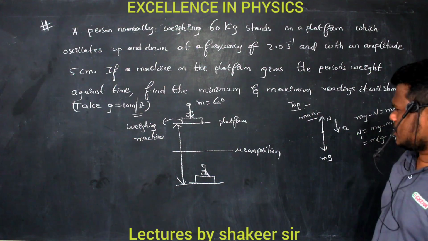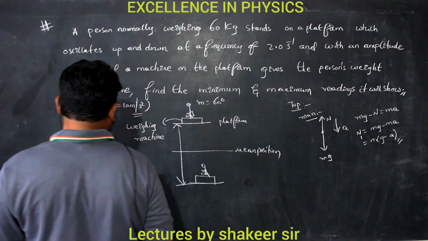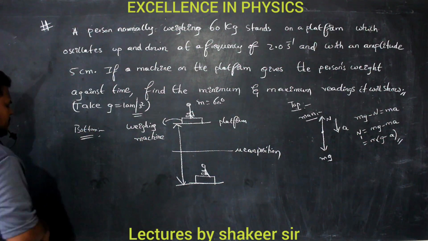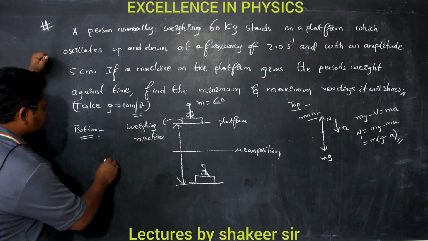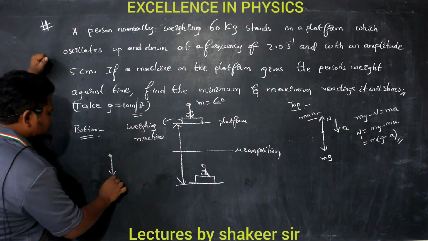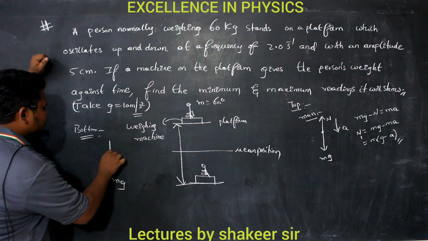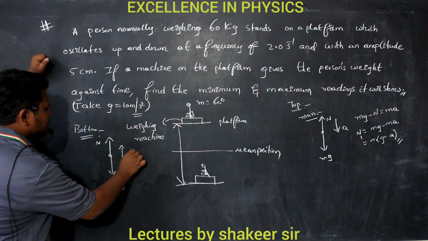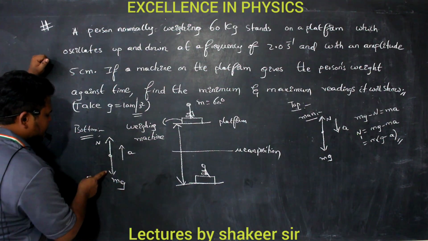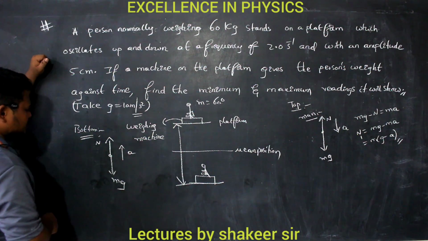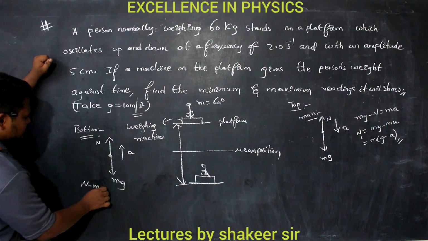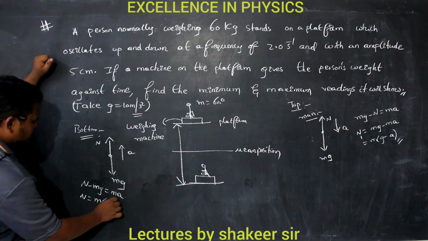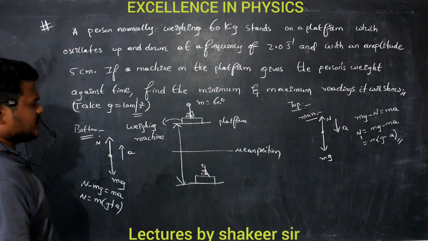Now let us see how we can calculate at the bottommost position. Again let us draw the free body diagram of the man. His weight mg is acting downwards, the normal reaction is pushing this man upwards, and the man is accelerating in the upwards direction with an acceleration of a. Therefore N should be greater than mg because acceleration is in the upward direction. So N minus mg is equal to mass into acceleration, so N is equal to m into g plus a. Previously we got m into g minus a.